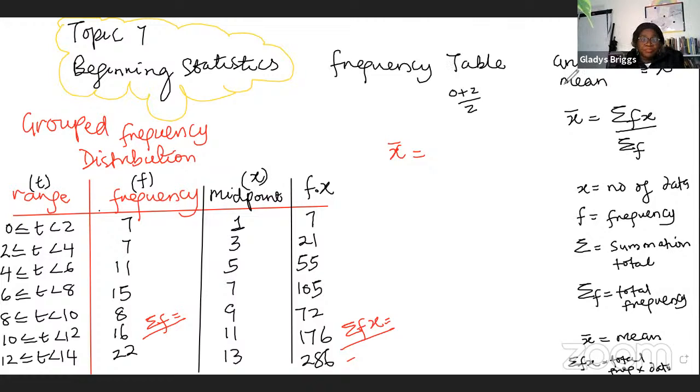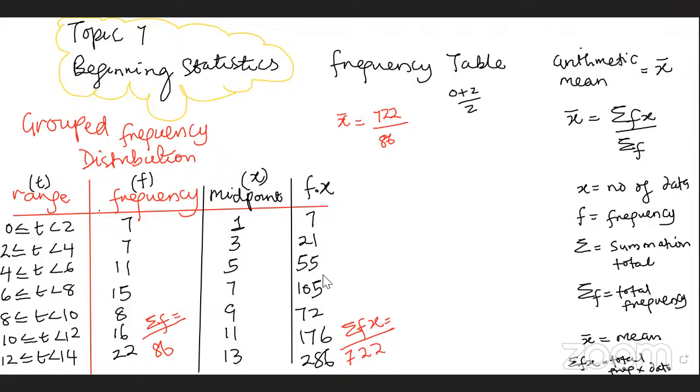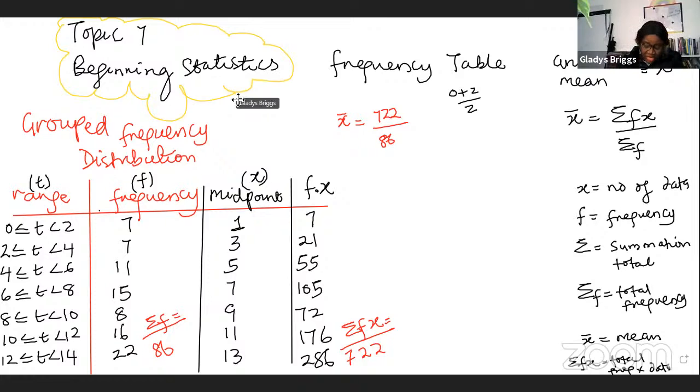Okay, sigma F is 86 and sigma F times X is 722. And so what is X bar then? 722 divided by 86. What's the answer? You guys, you have to help me out here because I cannot teach the lesson without your inputs. It's 8.3 recurring. Okay, I'll check now. 722 divide 86.